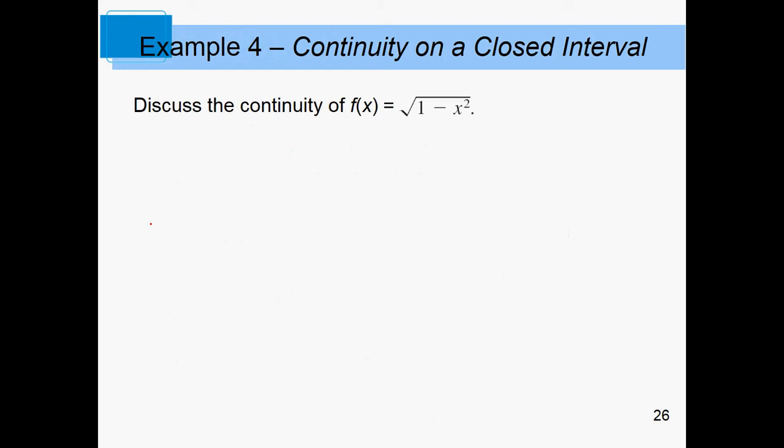So, the square root of 1 minus x squared. Is it continuous? If it is continuous, where is it continuous? Is it continuous only on an open interval? Is it continuous on a closed interval? What do y'all think? Any ideas?